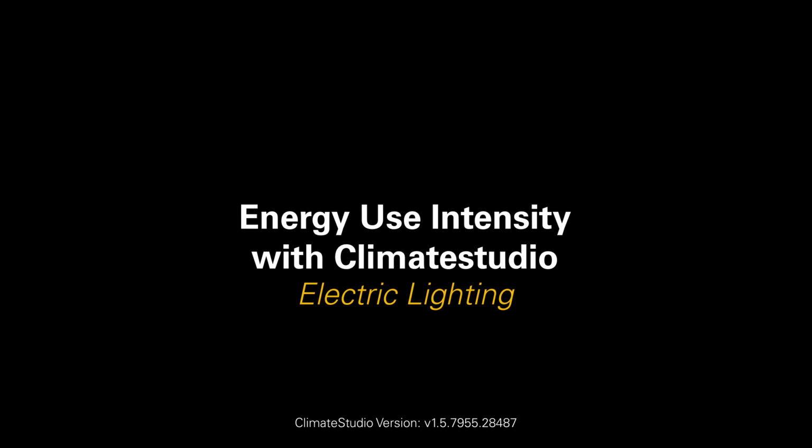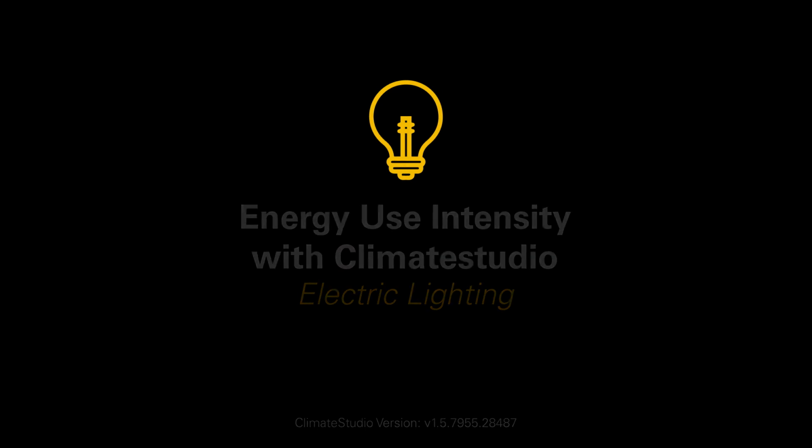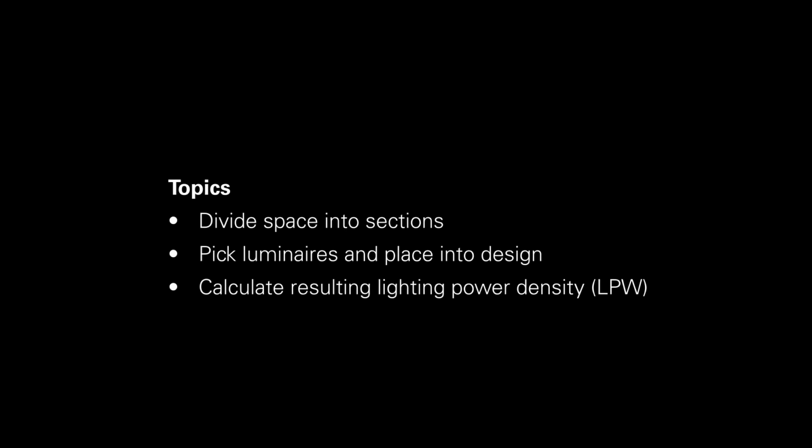We are mainly going to look at electric lighting in this video. The goal of this tutorial is to design and test an electric lighting system that provides sufficient light throughout a space, and the target is to have 300 lux across all regularly occupied areas and around 150 lux for circulation areas. The topics that I'm going to cover today are how you divide your space into different sections according to your lighting concept, how you pick luminaires from the web page and place them into your design, and lastly, how you calculate the resulting lighting power density for the overall area that you're investigating.